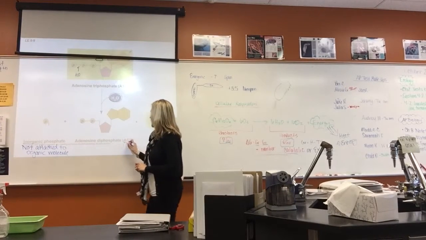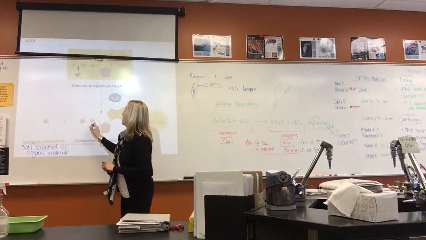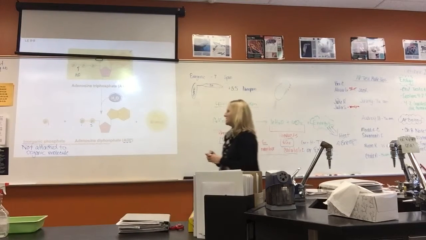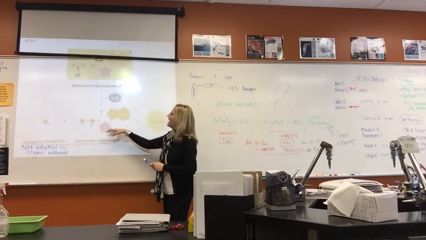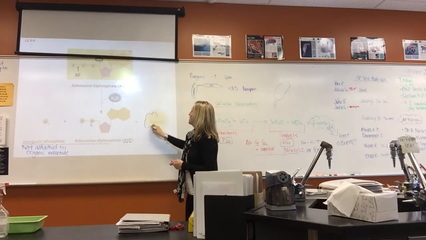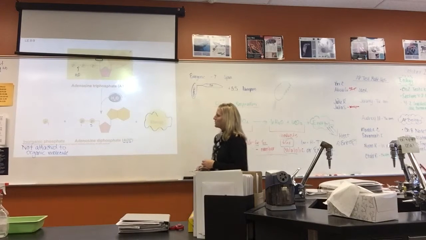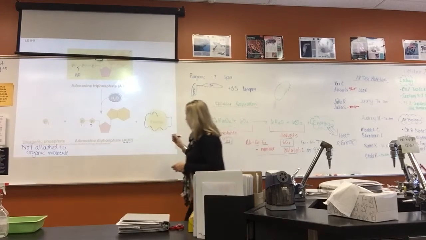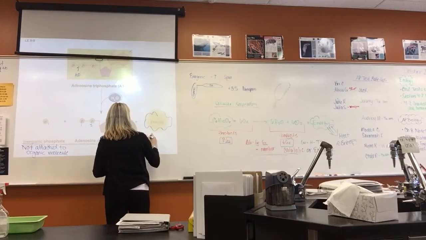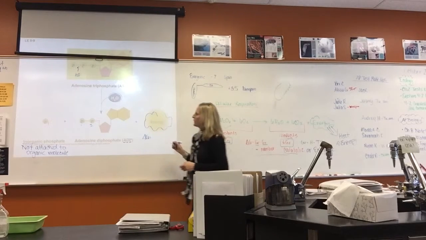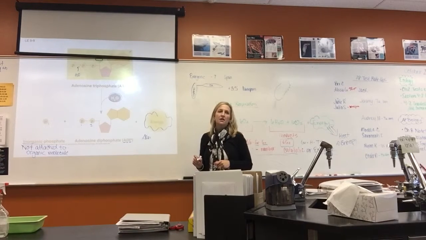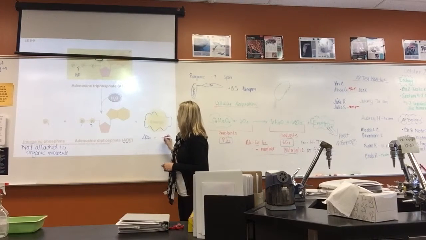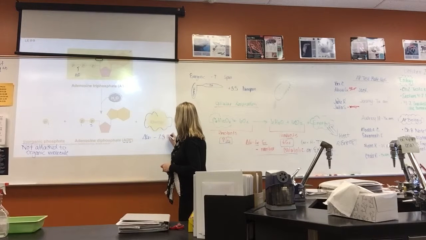Now we have ADP because we have 2 phosphate groups, and that's called adenosine diphosphate. This releases energy, which means it's an exergonic reaction. Actually, I'm going to tell you the free energy that's released. If it releases energy, what's my delta G going to be, positive or negative? Negative, right? And this is actually 7.3 kilocalories per mole.